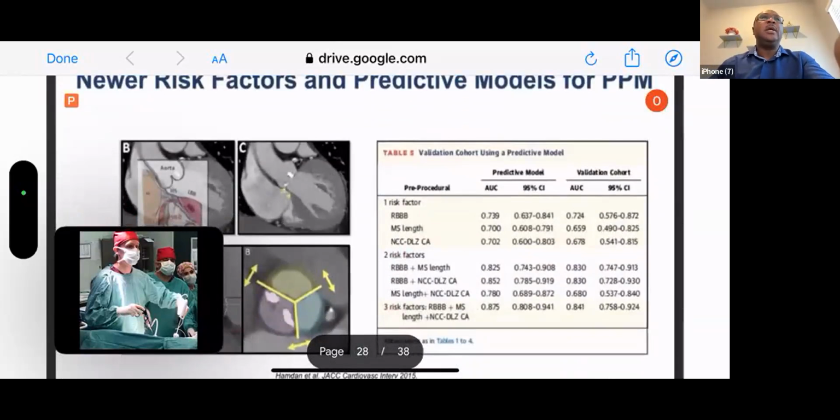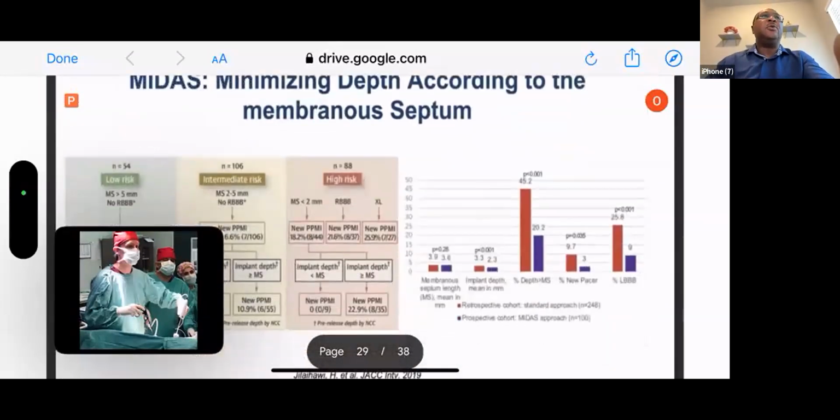I'm not going to waste much time on this slide. Some people have come up with cohort predictive models, for example a combination of prior right bundle branch block, membranous septum length and so on. This is just a predictive model, but I'm not going to spend time on that. The MIDAS study also looked at the depth relative to the membranous septum, and if they have a membranous septum that is more than 5 millimeters, they are considered low risk.